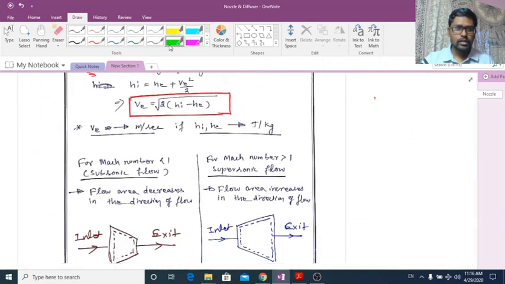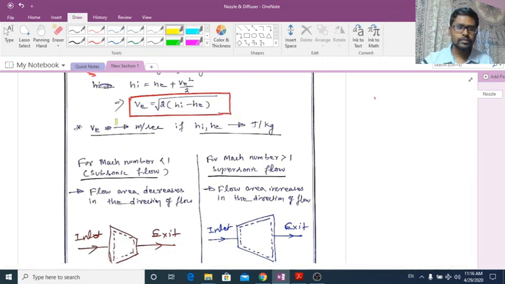Here, two things are here. If the flow is a subsonic flow, the shape of the nozzle in the flow direction will be one type. If it is a supersonic flow, then the shape of the nozzle in the flow direction will be something different. If it is a subsonic flow or Mach number less than 1, then the shape of the nozzle in the direction of flow will be one type. If it is a supersonic flow, Mach number greater than 1, then the shape of the nozzle in the flow direction will be something different.